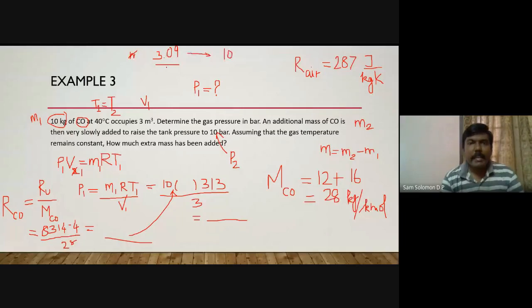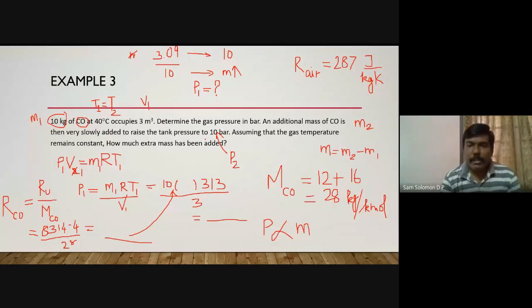If the pressure is going to be 10 bar, then the problem statement itself tells me that there is an additional mass, which means the mass has increased. When pressure increases from 3 to 10, the mass also increases from 10 to something else. So there is an increase in mass when there is an increase in pressure, and we can say that the pressure is directly proportional to mass. That is what the problem statement is conveying to us.